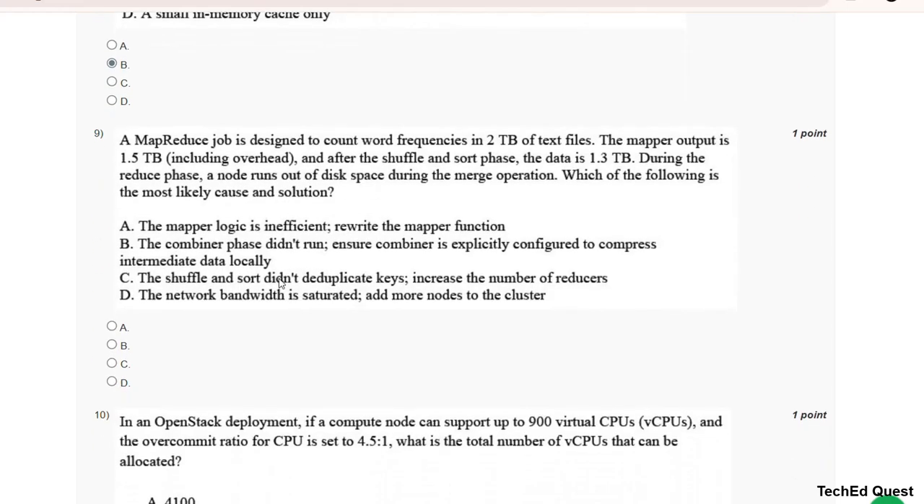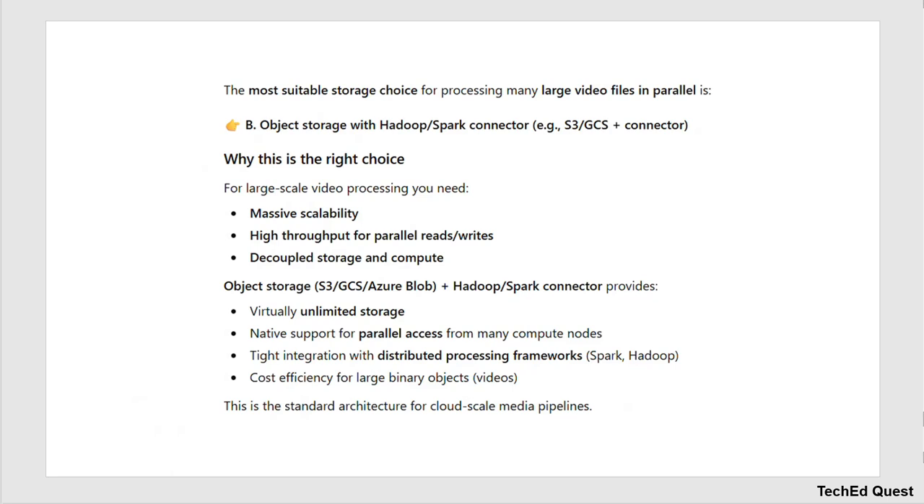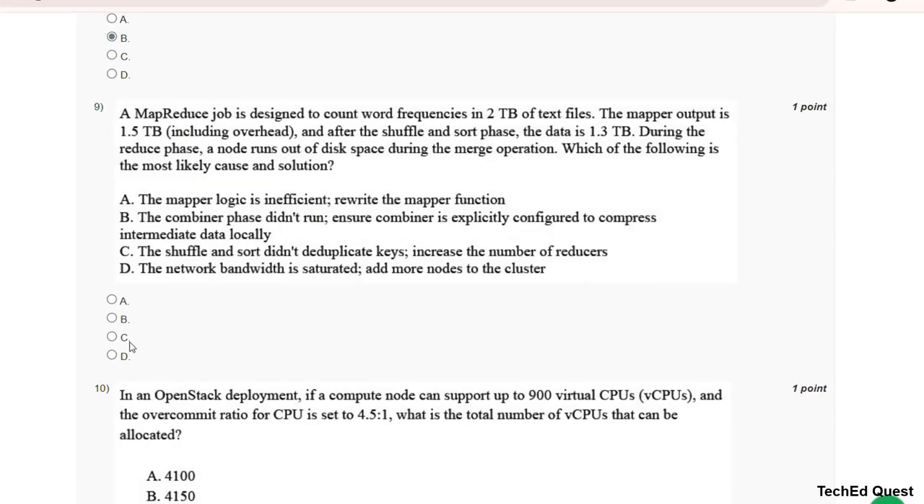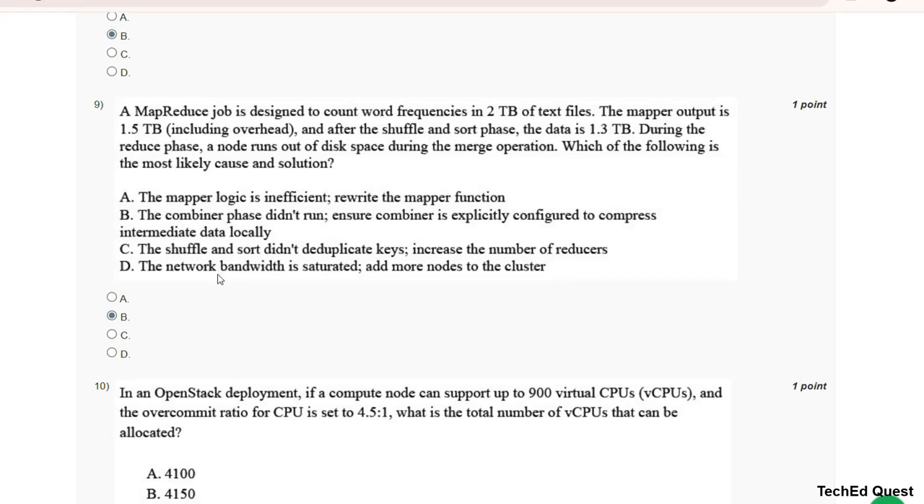Now move to the ninth question. For ninth question, the correct answer is B. The combiner phase did not run. Ensure combiner is explicitly configured to compress intermediate data locally. And the explanation to this answer is here. You can check in this slide. The correct answer is B. Okay, so correct answer for ninth question is B.